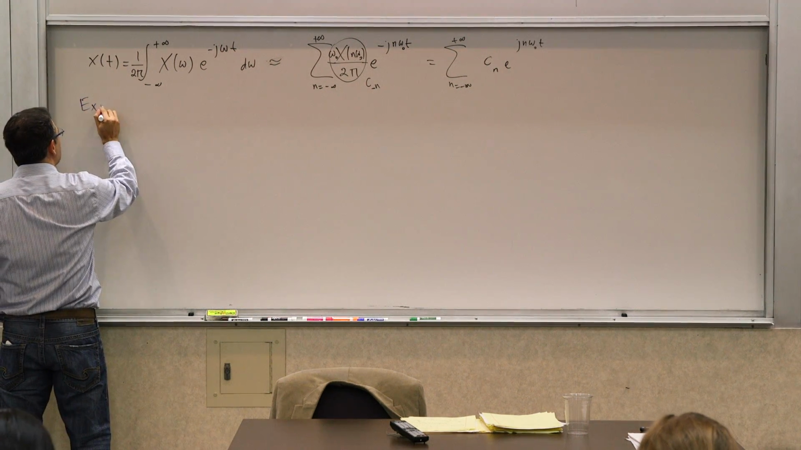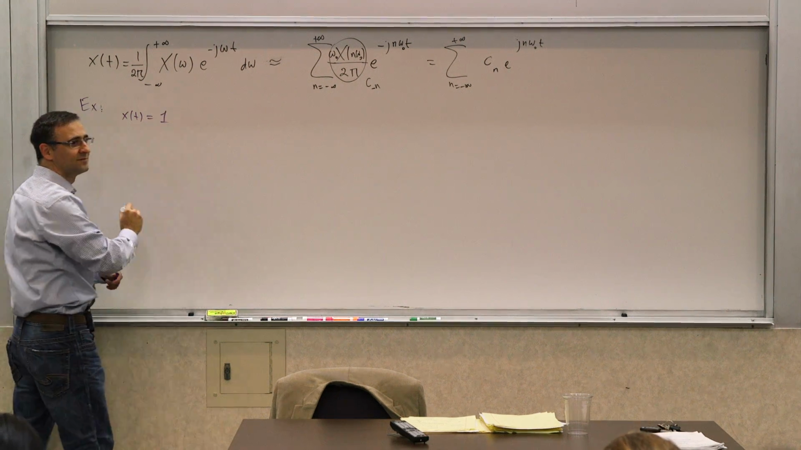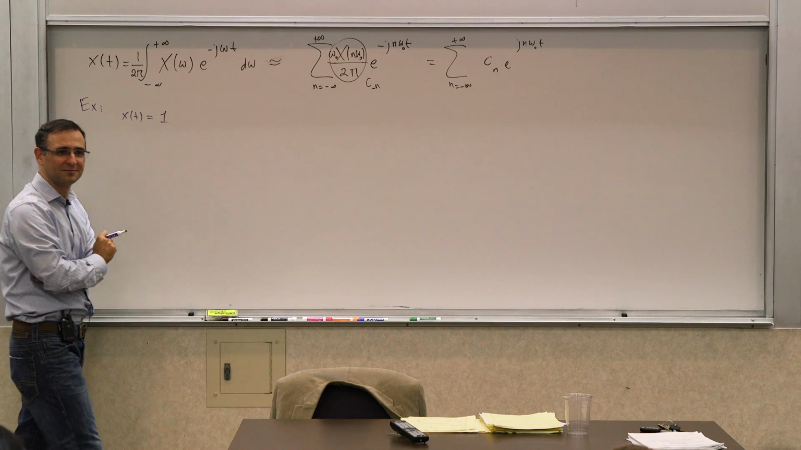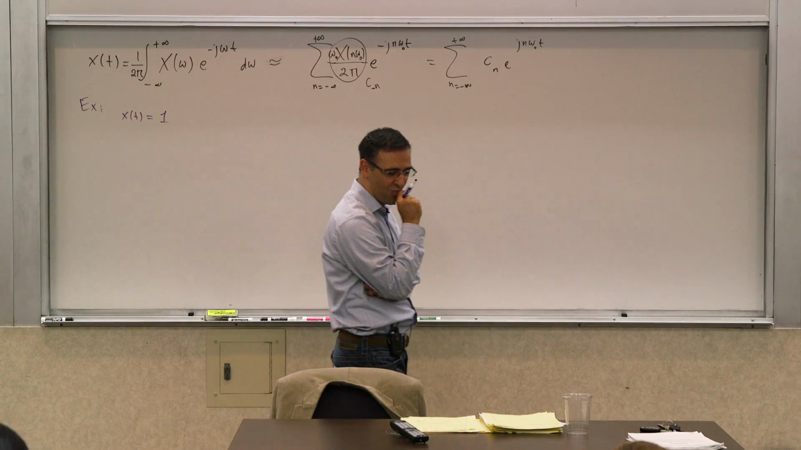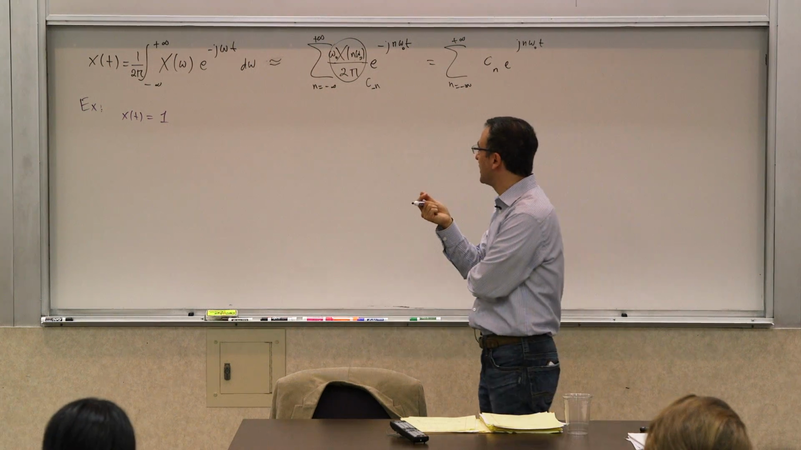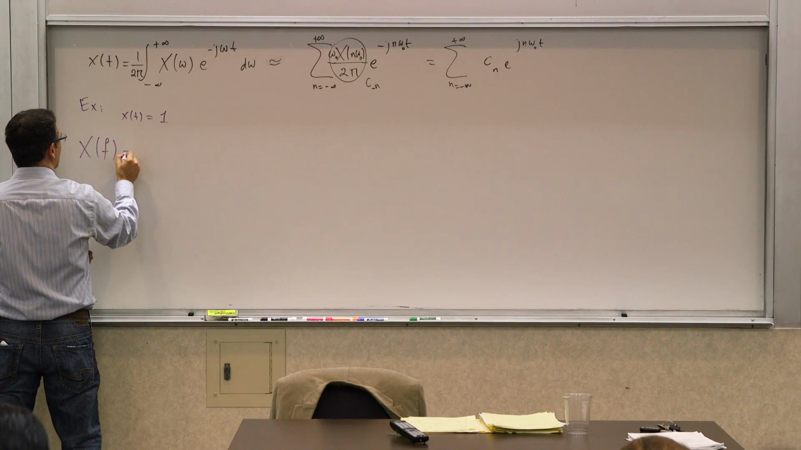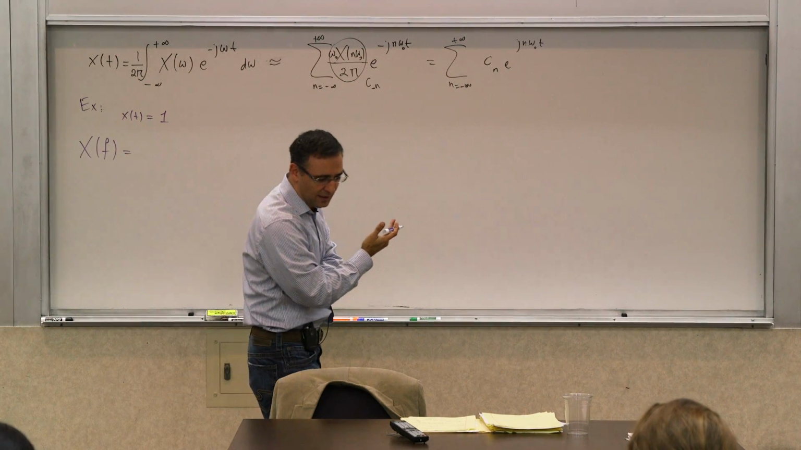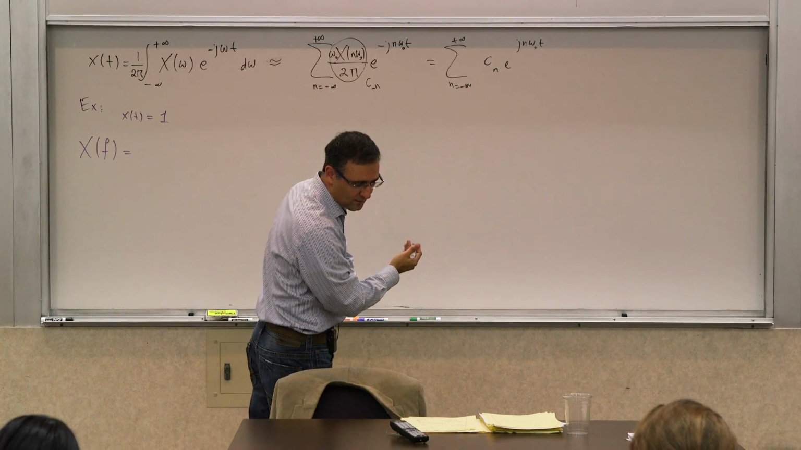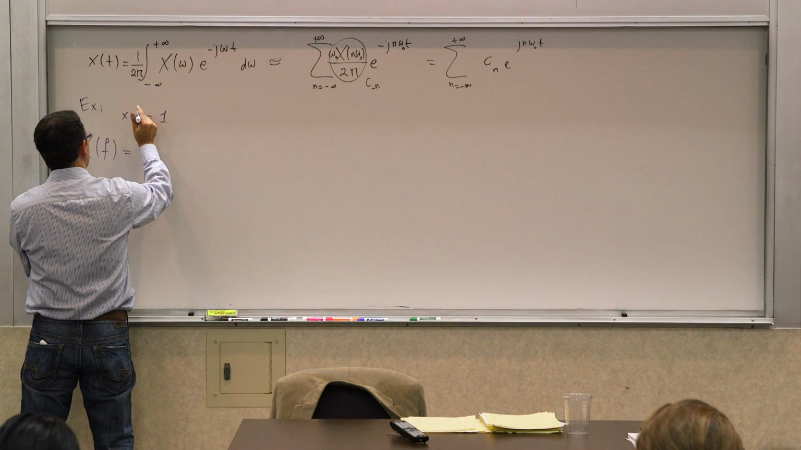What is the Fourier transform of, let's say, x of t equals 1? What's the Fourier transform of 1? How do we do that? Well, let's use the definition. So x of f... Did I do x of f or x of omega? Well, I've done the other one, but let's do the inverse Fourier transform first.